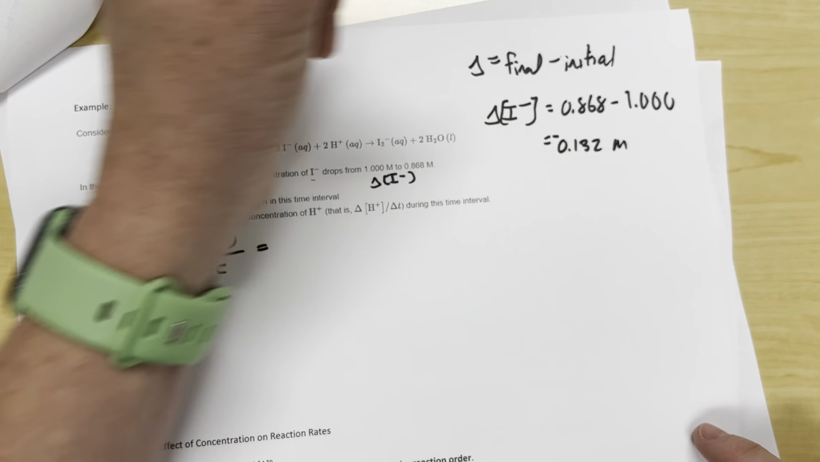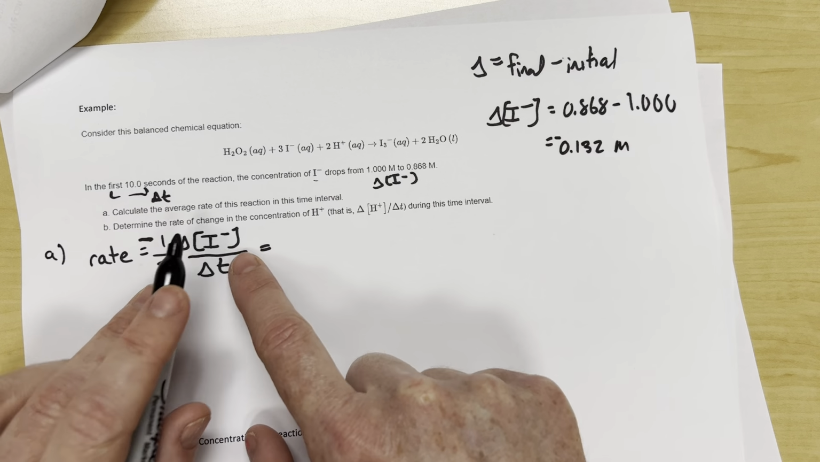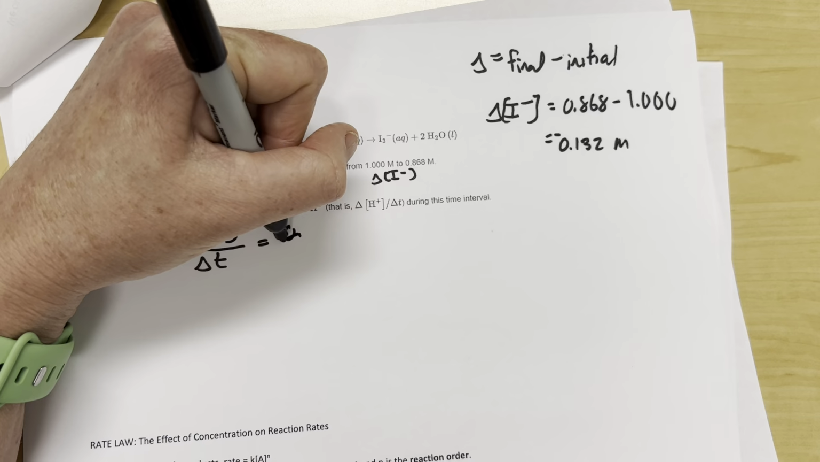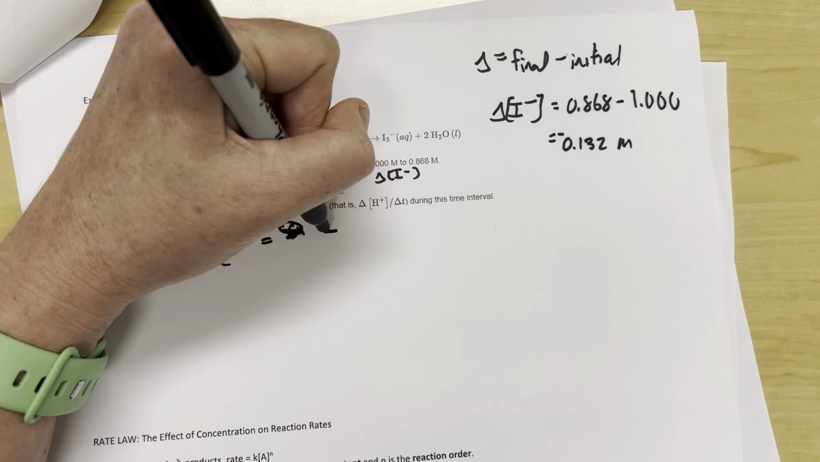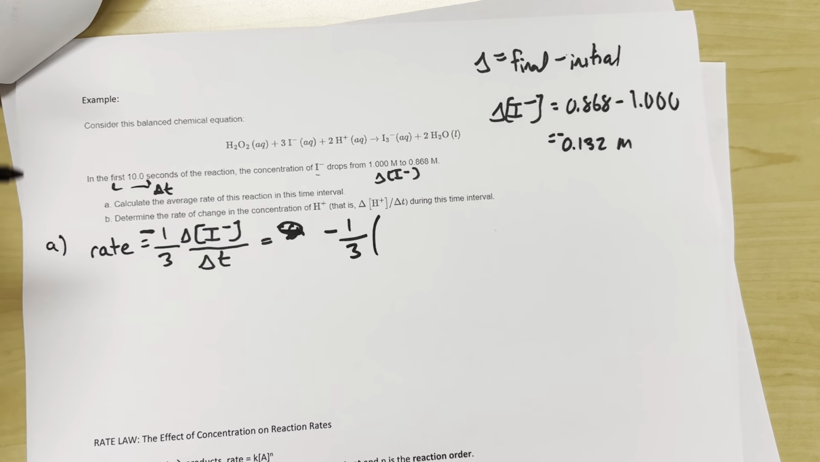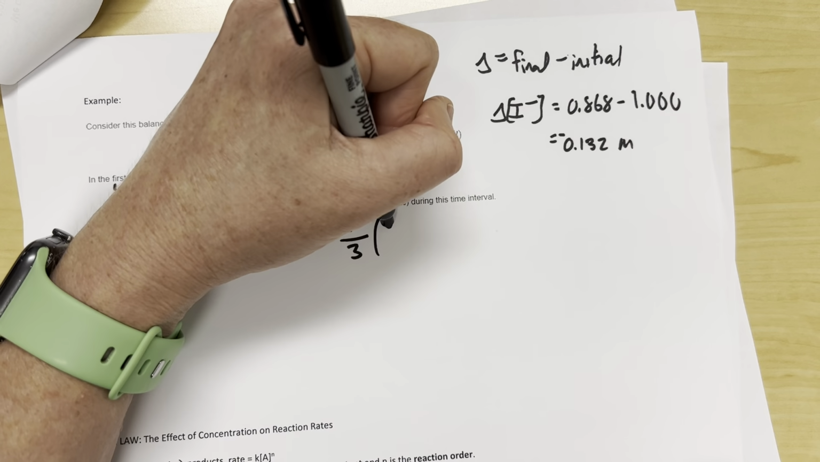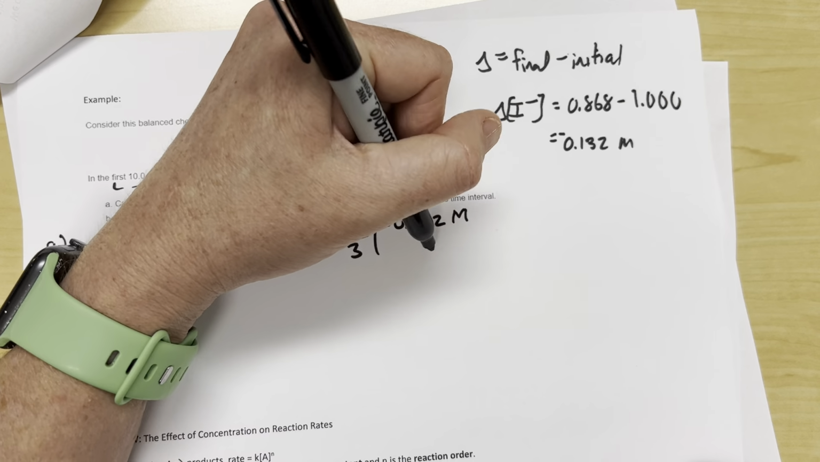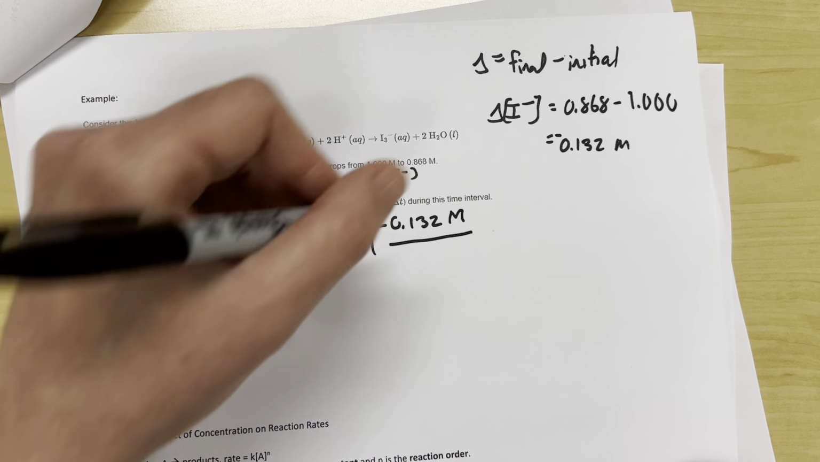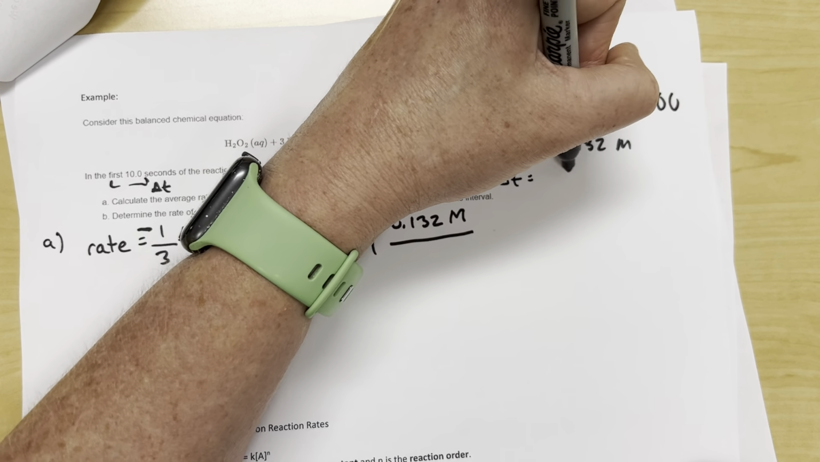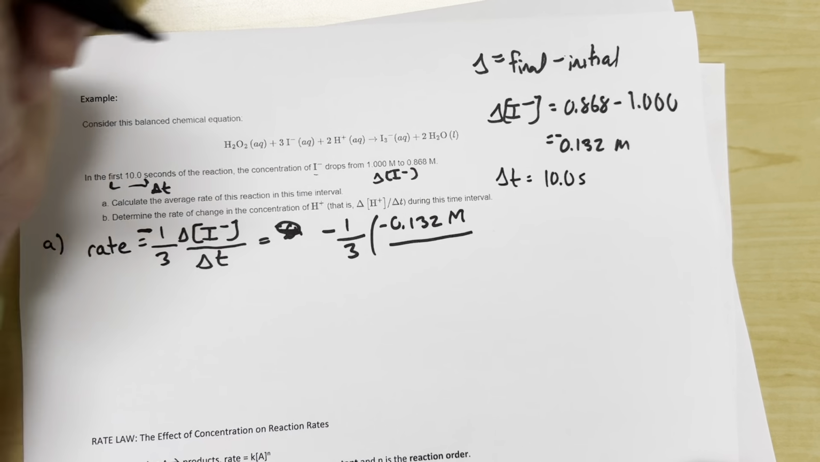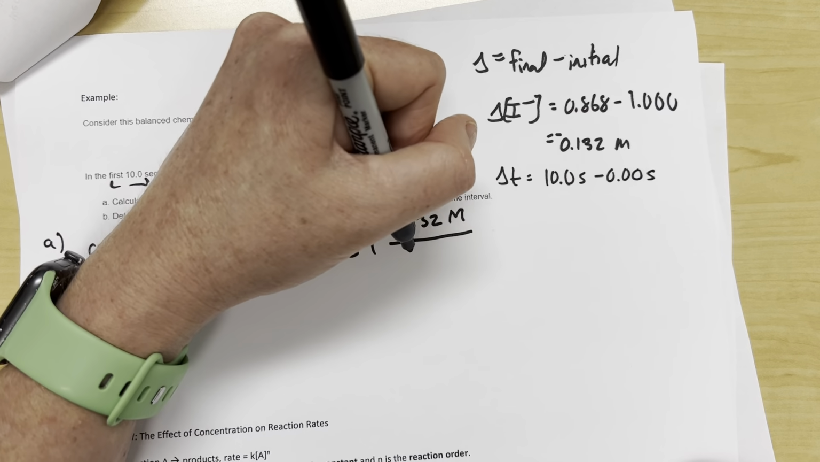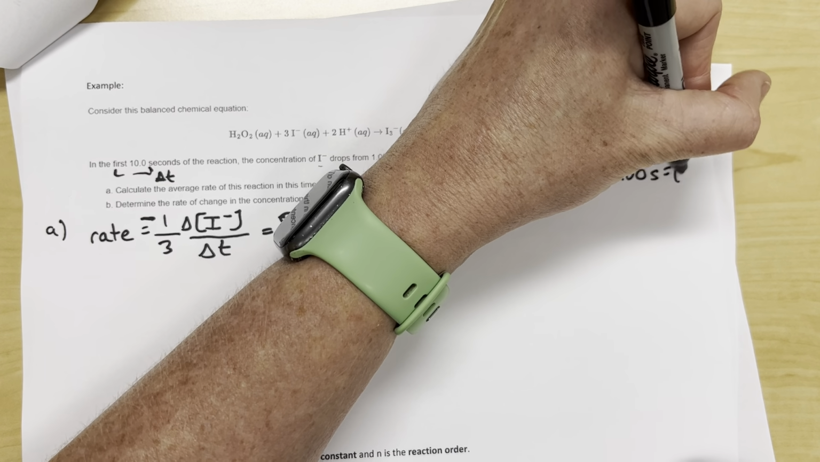Mole per liter. So here, when we go to do our delta I, let me write the whole thing out. We had negative 1 over 3 times the change in I-, all over the change in time. Our delta T, well, we ended at 10 seconds, and we began, we're assuming, at 0 seconds, unless otherwise stated. This should be 10.0 seconds.